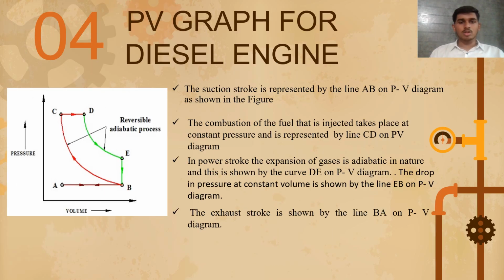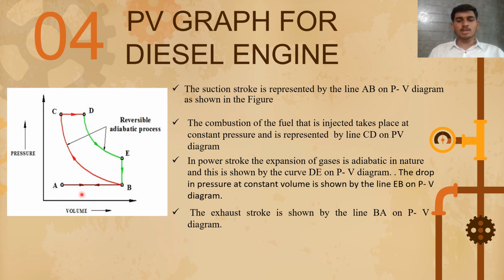So now the PV graph of the diesel engine. So this is the PV graph for the diesel engine. The suction stroke is represented by the line AB in this graph, this line, and the combustion of fuel that is injected takes place at constant pressure and is represented by the line CD in the PV graph, this line. The CD line is perpendicular to the pressure axis, so it is constant pressure.